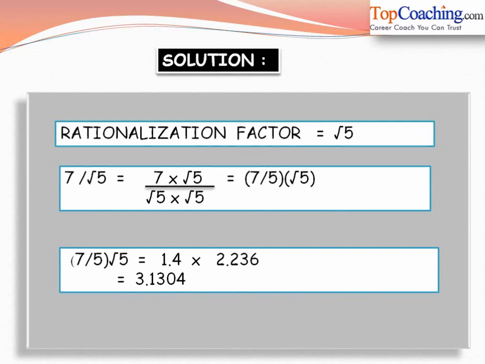Here we could have directly found the value of 7 by root 5 by dividing 7 by 2.236. But what we have done is we have simply rationalized this number into a form whose value could be easily calculated. Here we just had to multiply these two numbers, and if we hadn't done the rationalization, then we would have to divide 7 by 2.236. Dividing a number by 2.236 is a lengthy and difficult task, but if we have to multiply, it's very easy. So the method of rationalization actually reduces the expression to a very simple form.